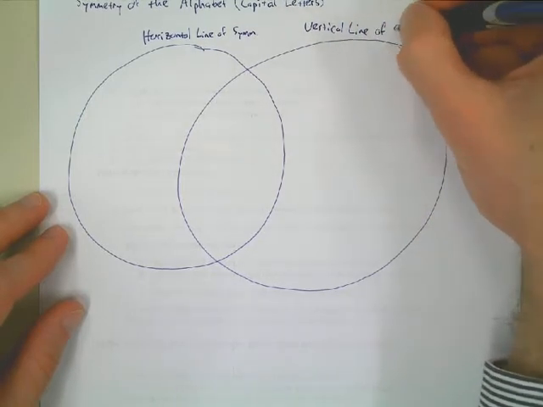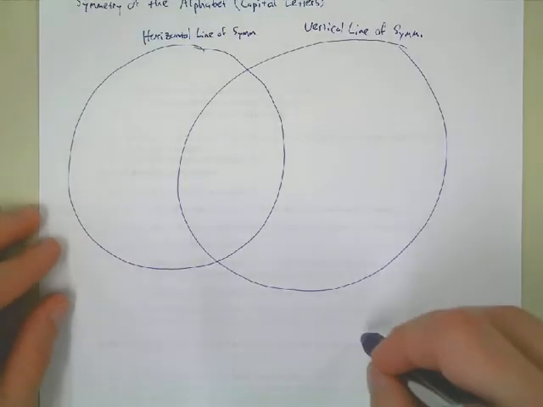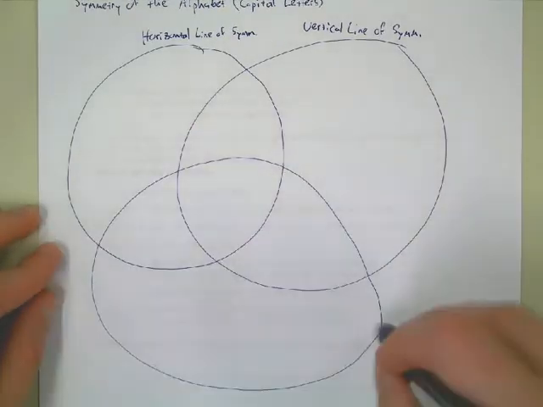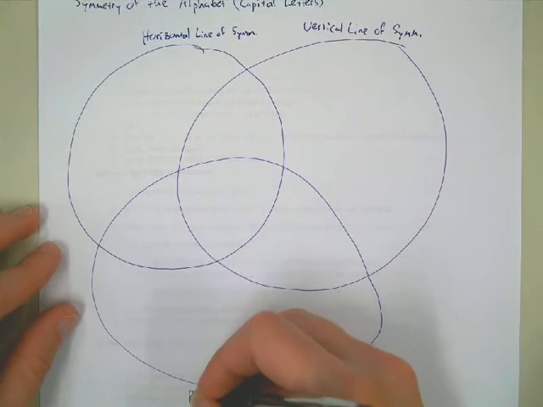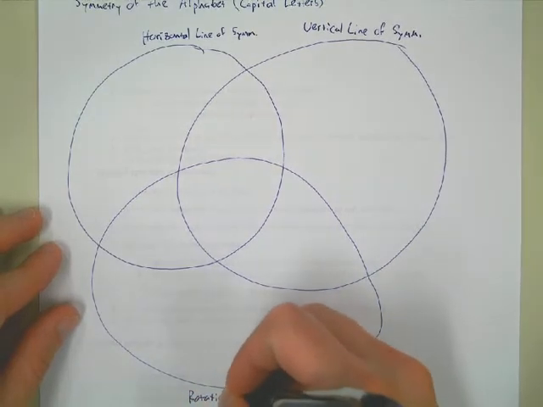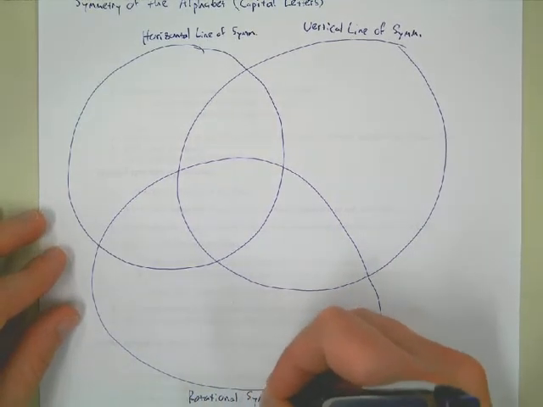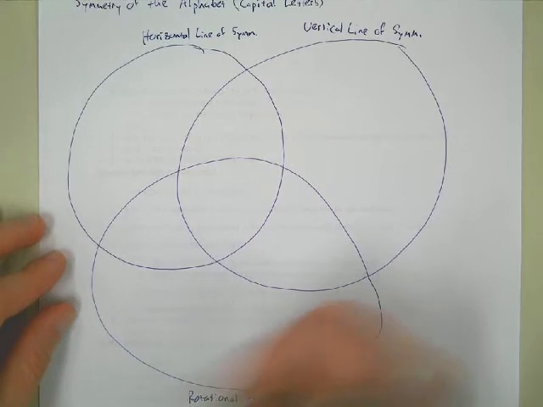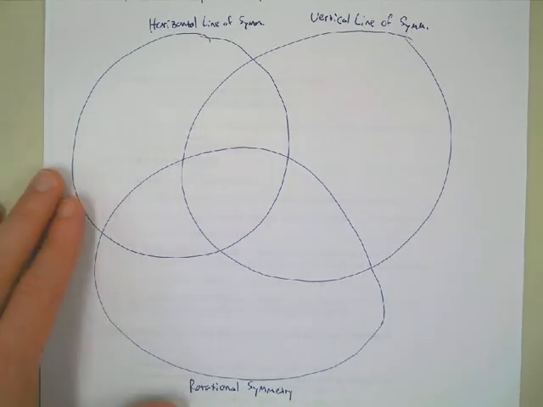And then one more down here, and this will be rotational symmetry. Now, you might be like, but Mr. Whitmire, there are these overlapping sections. What do they mean?